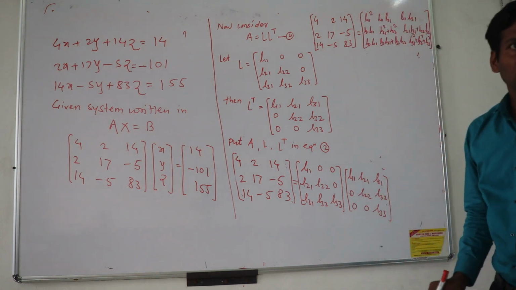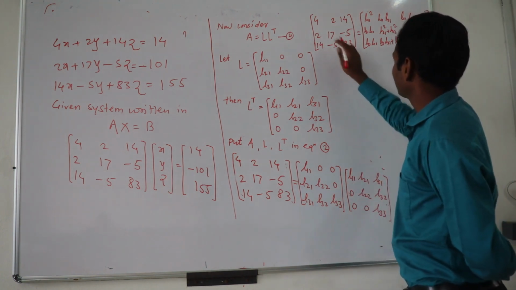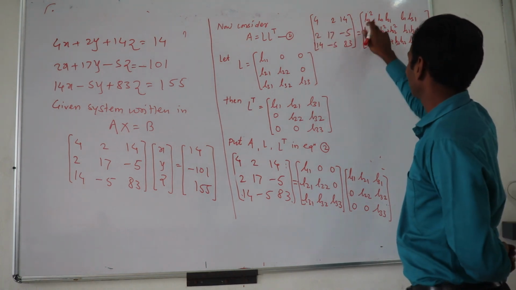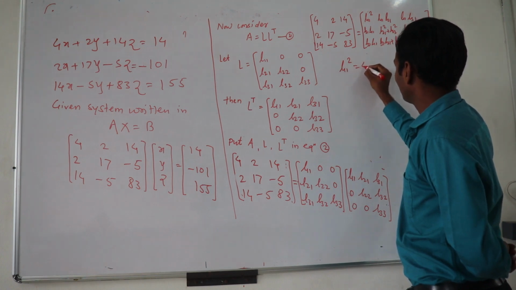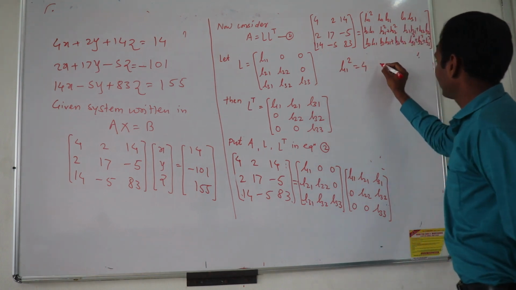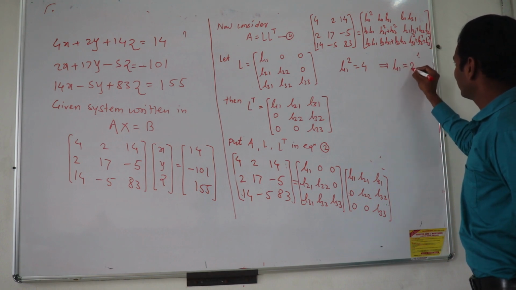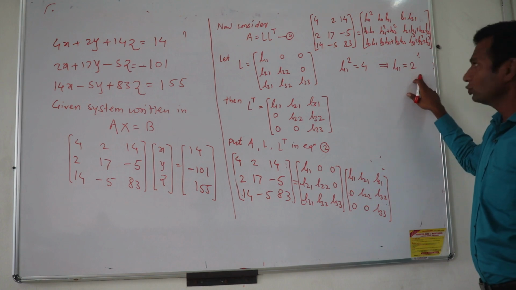Now comparing the elements, the first element of the first column is 4, here is L11 square. So I write L11 square is equal to 4. By taking the square root, we get L11 is equal to 2. We take only positive values for this. L11 is equal to 2.